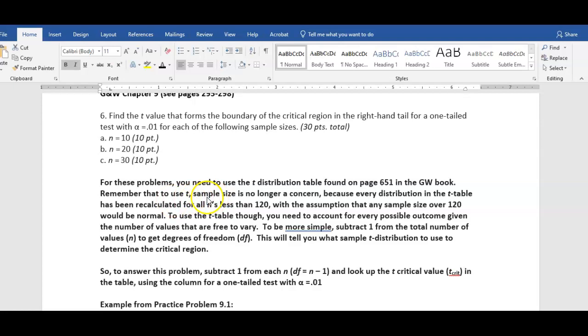Remember that to use t, sample size is no longer a concern because every possible distribution from sample size of 1 to 120 has already been calculated by statisticians, and their critical region values have been put in this table for us. So all of the n's less than 120 are actually all the degrees of freedom, which are based on n, or sample size, with the assumption that any sample size over 120 would be normal, is included in this t-table.